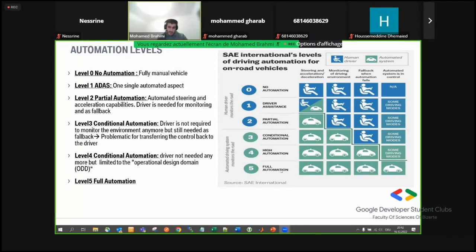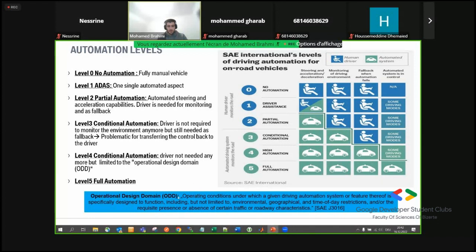And as you see, this L5 system is basically science fiction, because it doesn't even have an ODD restriction. That means it should be, or it is intended to work everywhere, without restrictions. That means everywhere, every time, in all weather conditions. This would be the L5 system, and right now nobody's talking about this. So most of the companies are still busy with L2 or L2 plus, something between L2 and L3, and L4. That means L5 is science fiction.